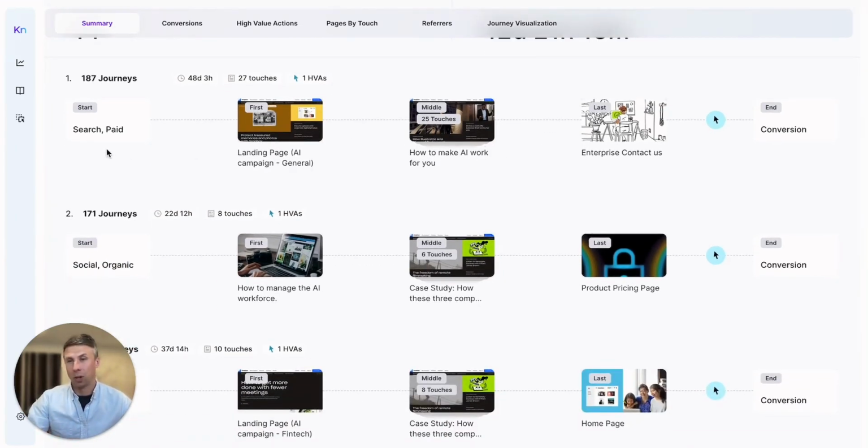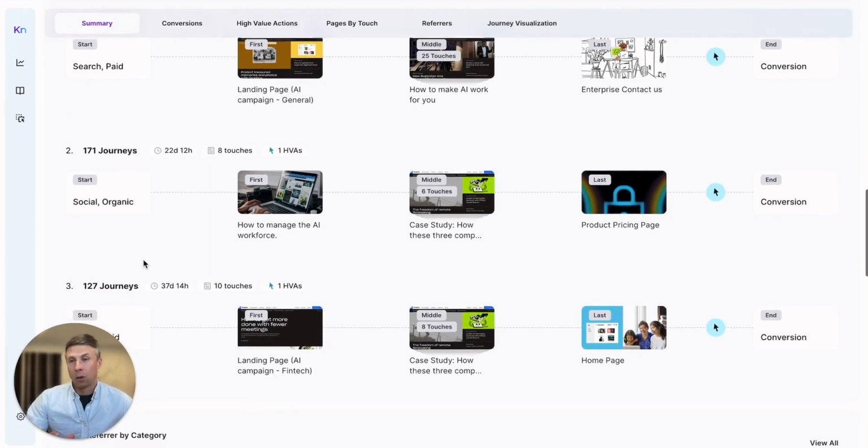So in this case we can show you that people coming in through paid search account for 187 of those 400-something journeys, but the duration is pretty long, 48 days and 3 hours, and it takes 27 touches to get people to convert. And you can see here with this pathway visualization what that consumer behavior looks like. They're coming in through paid search, they're being dumped to a landing page, they're not giving up their email right there. They're actually then going on a journey through 25 other pages before they're eventually converting 48 days later on your Contact Us buttons.